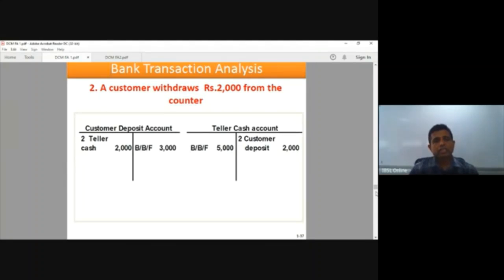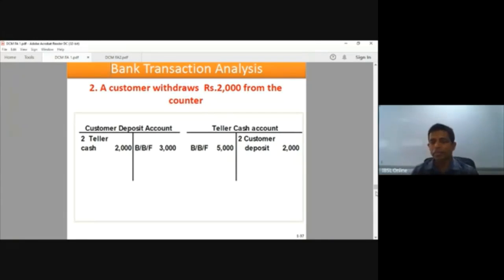A customer withdraws 2,000 from the counter. That particular customer's deposit account has 3,000. He withdraws 2,000 from the counter. The teller originally has a teller cash balance of 5,000. When he disburses the 2,000, the customer account will get debited and the teller cash account will get credited.